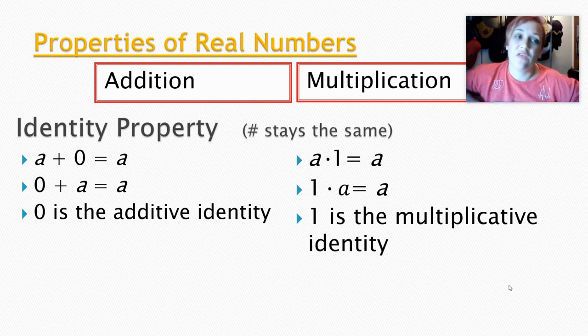I'd also like to point out that if you're gonna name a property, you need to tell me if it's adding or multiplying. So I would say it's the identity property of addition or the identity property of multiplication. All right, so make sure to specify that.